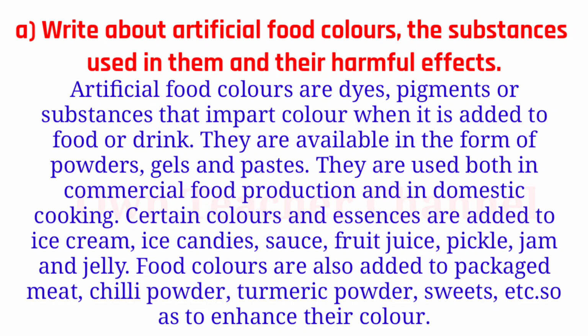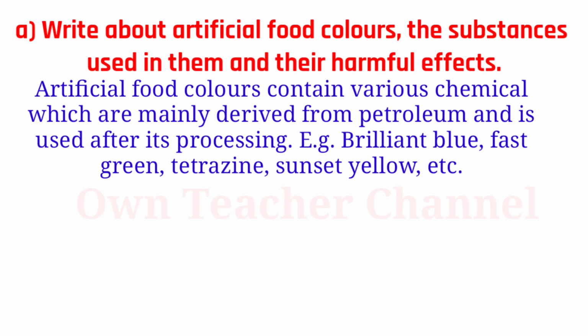Certain colors and essences are added to ice cream, ice candies, sauce, fruit juice, pickle, jam and jelly. Food colors are also added to packaged meat, chili powder, turmeric powder, sweets, etc. so as to enhance their color. Artificial food colors contain various chemicals which are mainly derived from petroleum and used after processing, that is brilliant blue, fast green, tetrazine, sunset yellow, etc.